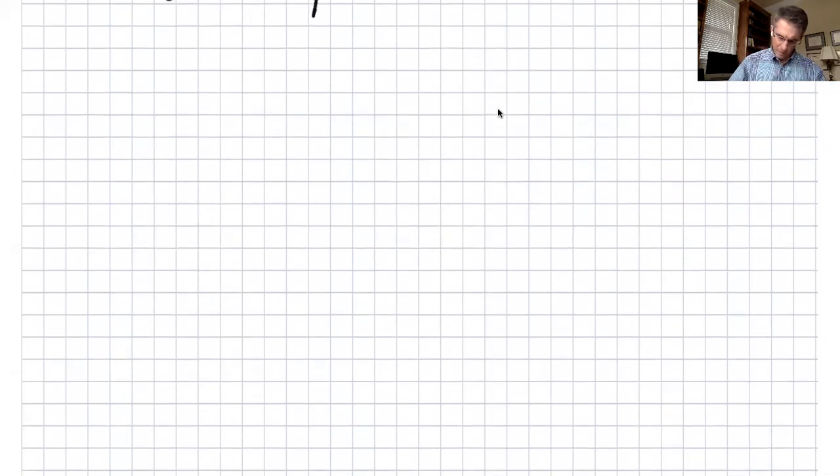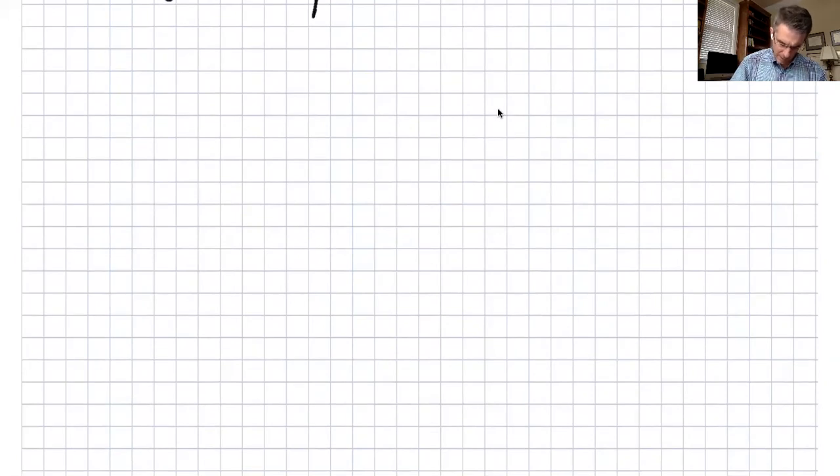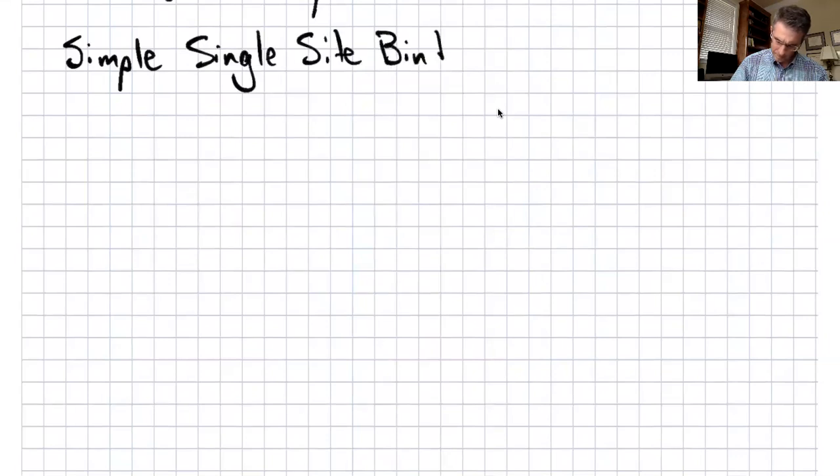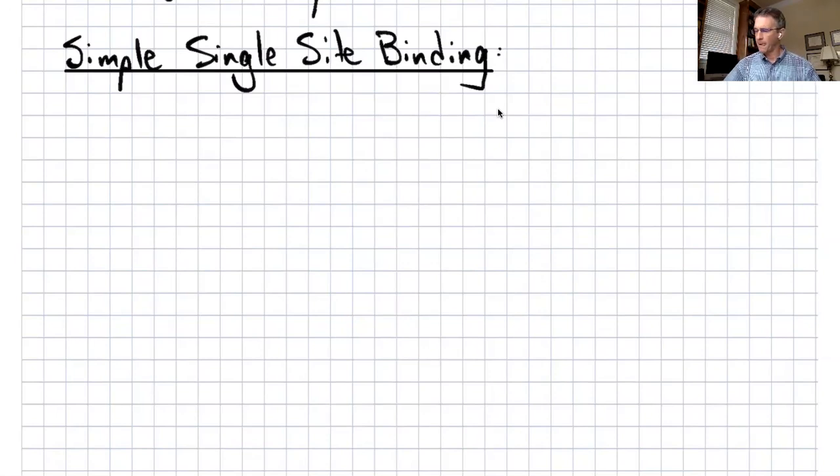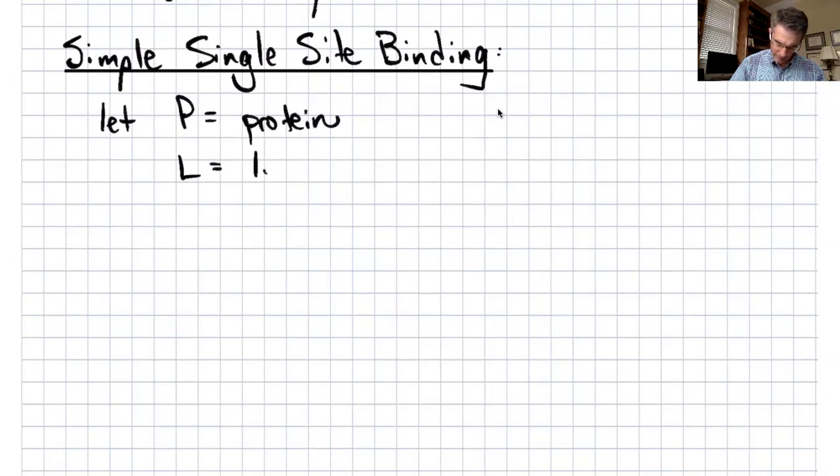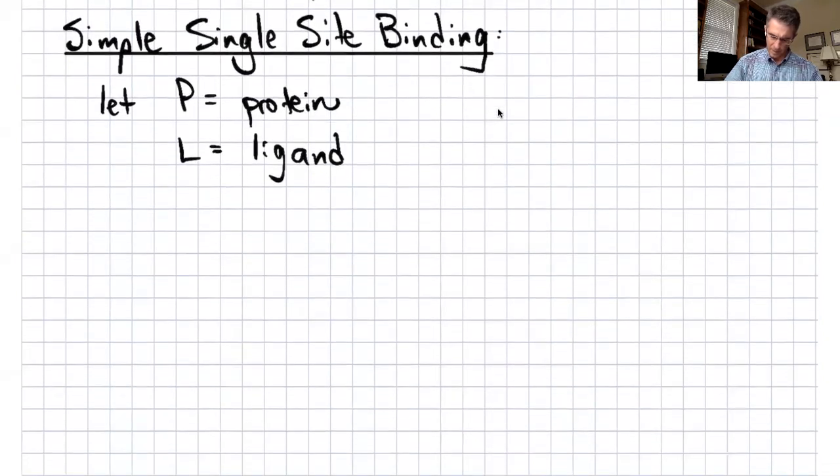So let's use the simplest possible case we can come up with, and that would be something that looks like this. Simple single site binding. Okay, so some definitions here. Let's abstract this a little bit. It's a little easier to write down than HB and whatever. Let P equal our protein, and we'll let L equal our ligand. And our simple binding description would be simply P plus A, P binds to A to give the complex PA.